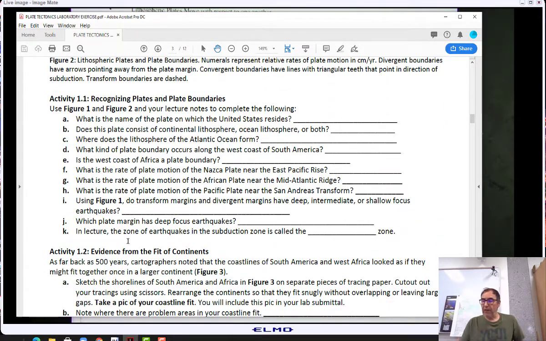So this first part for activity 1.1 is pretty straightforward. I'm not going to really go over this. Make sure you review your lecture notes, and you can answer these questions here, and you can read the different rates right off the map here.